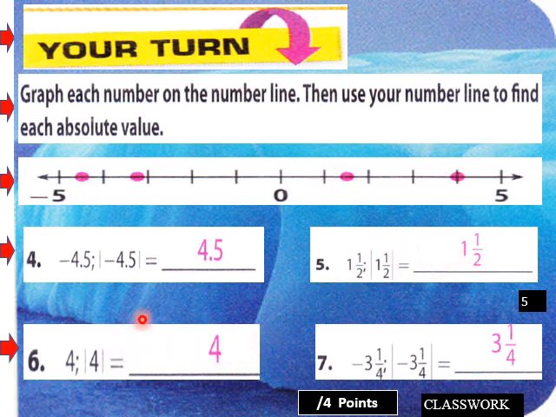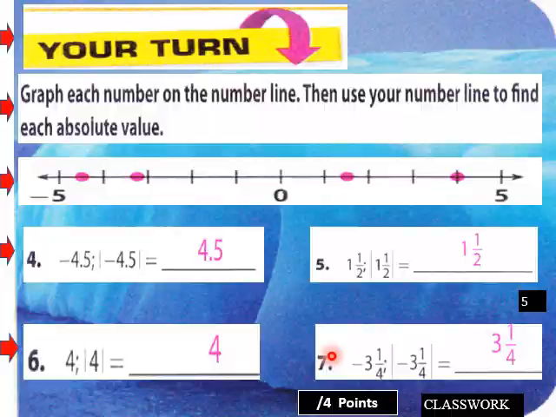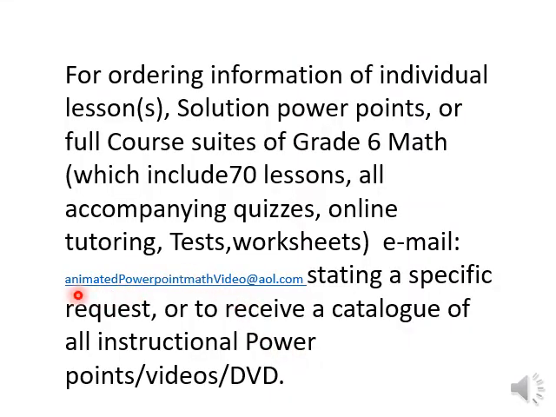And then for 6, 4 would be out here. How far is 4 from 0? It's 4. So your absolute value would be 4. And then negative 3 and 1/4 would be here. So what's the distance between 0 and negative 3 and 1/4? It would be 3 and 1/4. So that would be how you would find your absolute values. And that's your lesson for today.